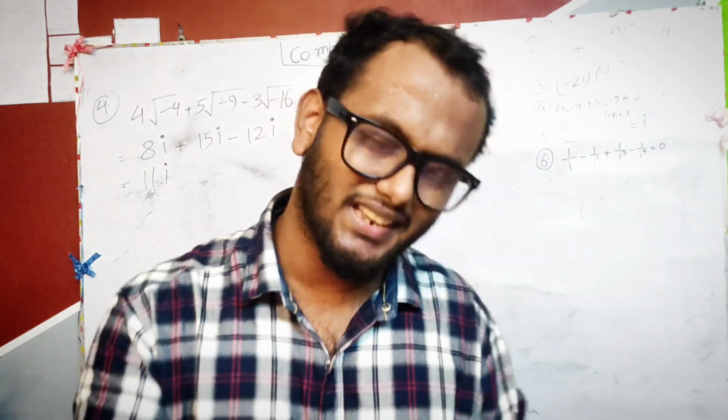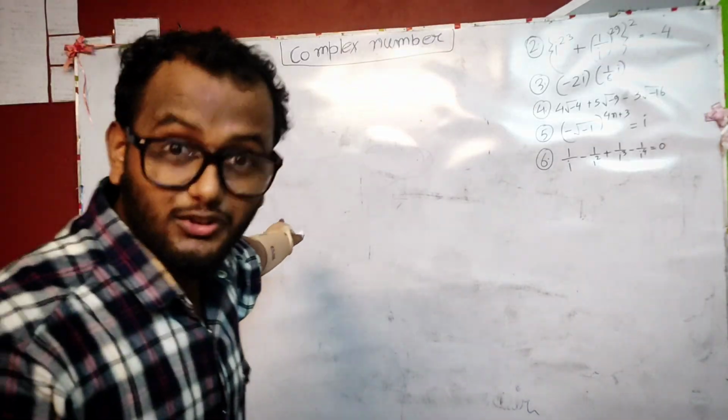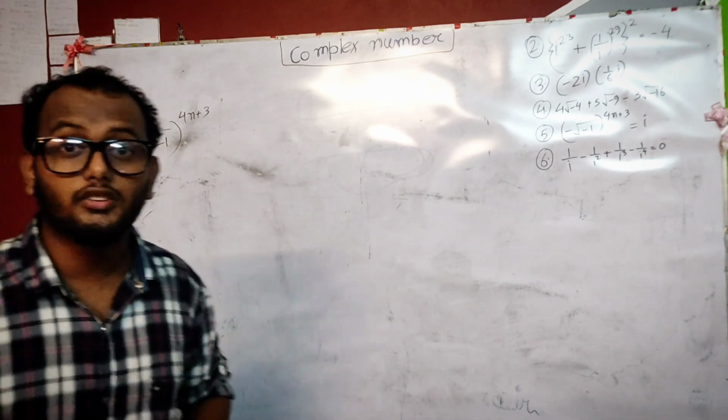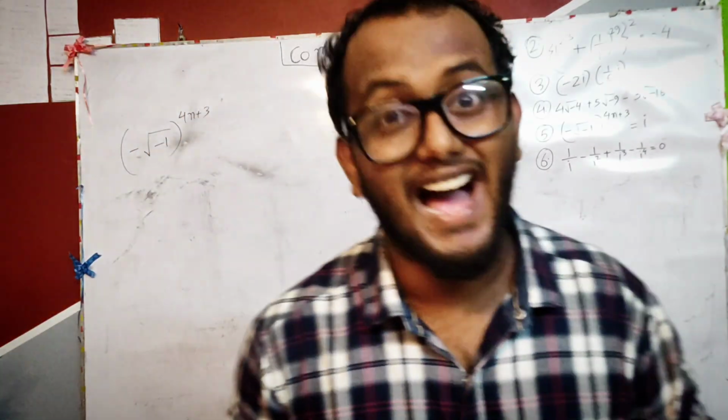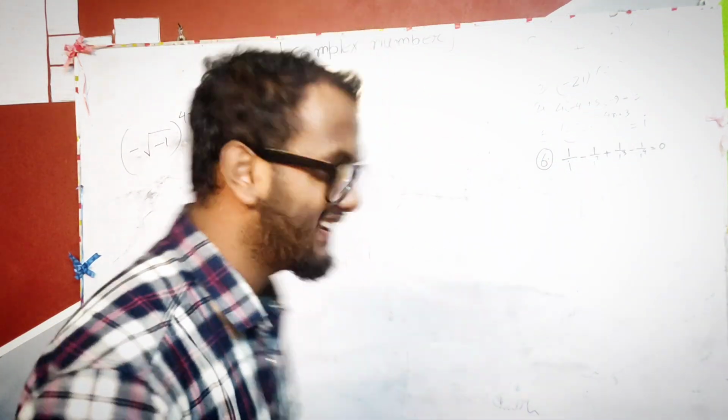Okay, so take the next one. Can you solve this one? Okay, let's try this one. First tell me, what is root over minus 1? Iota. Root over minus 1, we already know this one is iota.